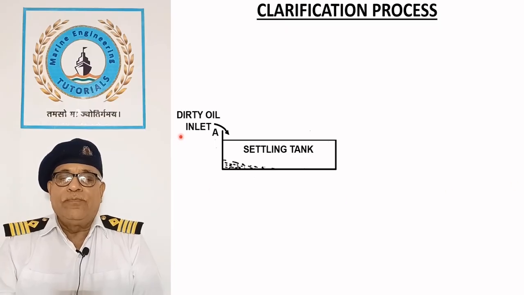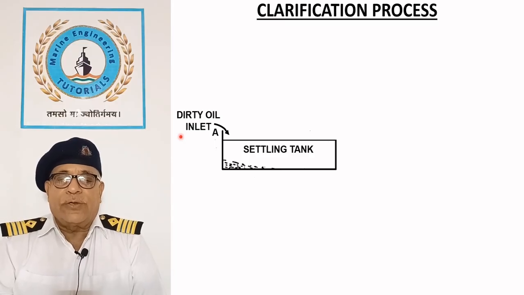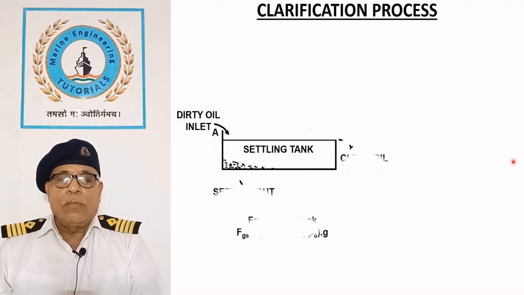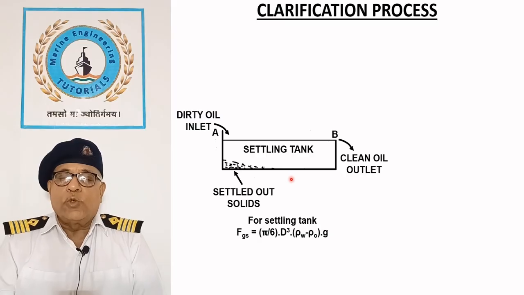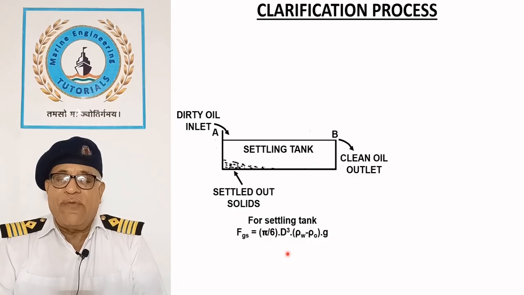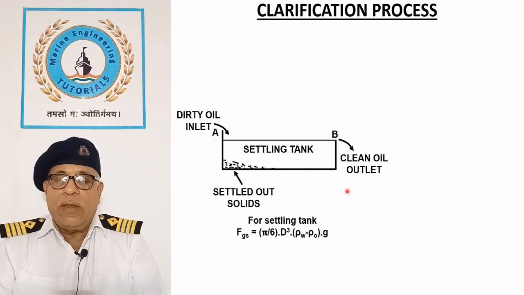As shown in the sketch, the dirty oil enters the settling tank from end A and oil supply is maintained. We observe that solids are settled at the bottom near the dirty oil entry in accordance with the force of separation FGS due to gravity, and overflowing oil is clear of sediments and is thus purified and discharged from clean oil outlet B.